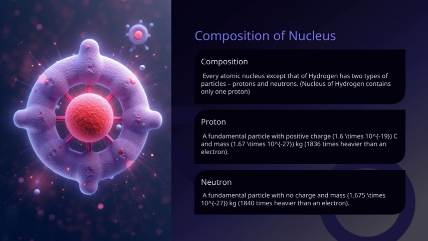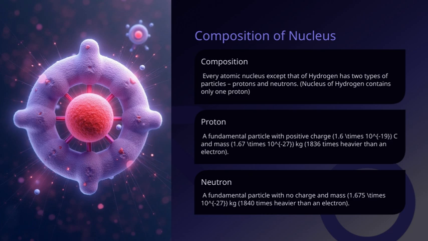Next, we have the proton. Unlike neutrons, protons carry a positive charge of roughly 1.6 times 10 to the minus 19 coulombs and have a similar mass to neutrons, about 1.67 times 10 to the minus 27 kilograms. Interestingly, protons are about 1836 times heavier than electrons.